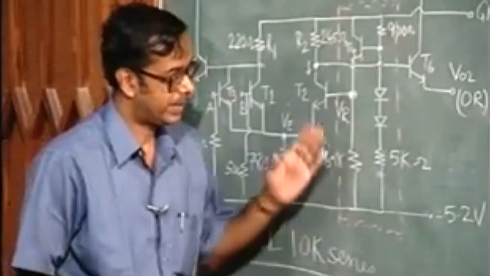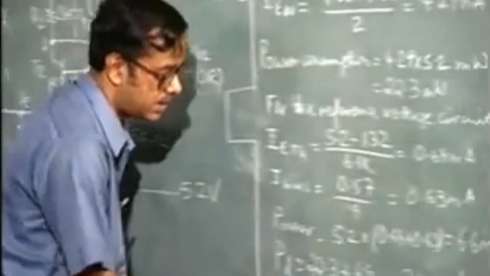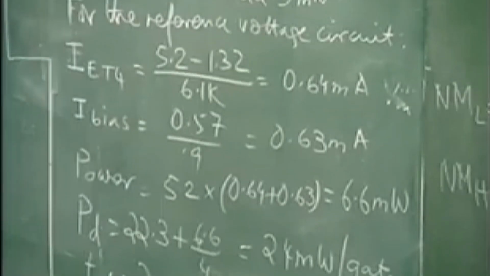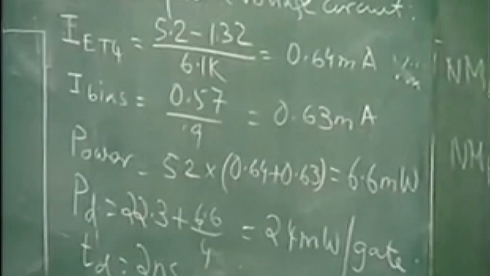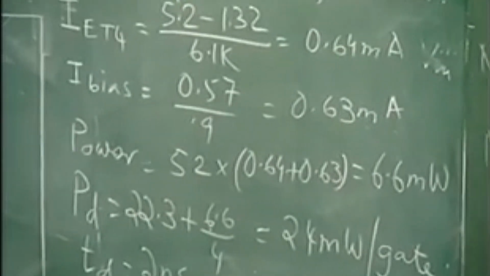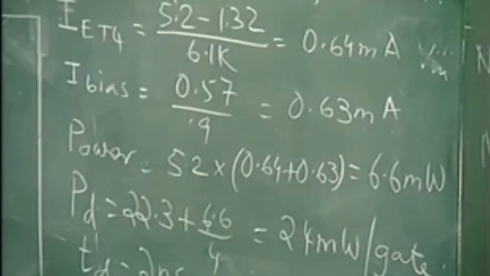In fact, for this particular circuit, the delay is 2 nanoseconds per gate, which makes a power delay product of 48 picojoules. So, for this gate, the delay is 2 nanoseconds, and the power delay product is 48 picojoules.